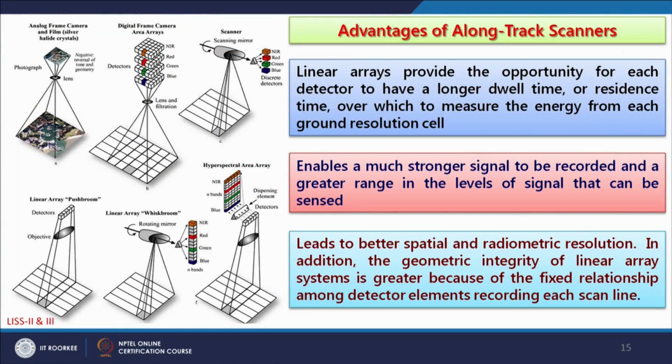This leads to better, as I mentioned, spatial and radiometric resolution, ultimately good quality images, better interpretation, better inferences, more use of the satellite. And the example for this is the push broom scanner in the case of our own Indian satellites, LISS-2 and LISS-3. These sensors were linear array push broom scanners, as is shown through a schematic.